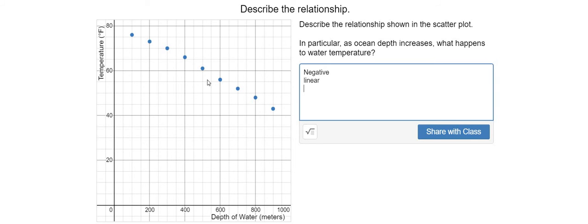We can also see that it's producing a pretty close to a straight relationship. The points aren't all over the place. And so we can say that there is a pretty strong relationship.